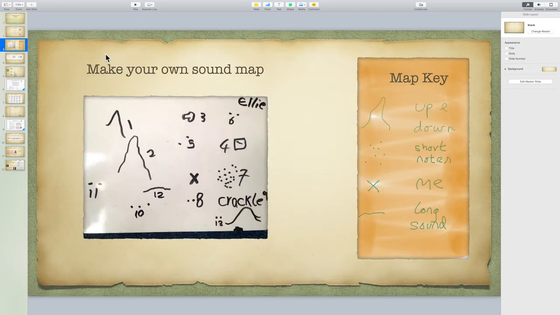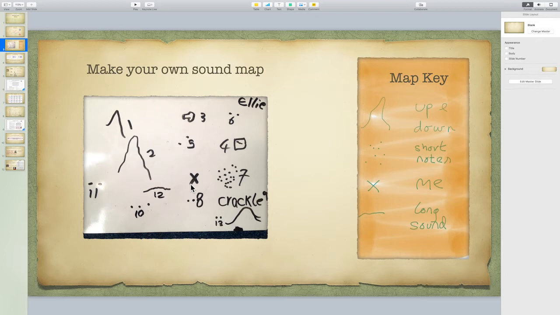So let's go on to this, which is make your own sound map. Now this is something that you can do wherever you are. So to make your own sound map, all you need is a piece of paper and a pair of ears, which I think you've all got, so you'll be able to do this. So the X here in the middle is where you're sitting. So wherever you are sitting in the room, you mark an X.